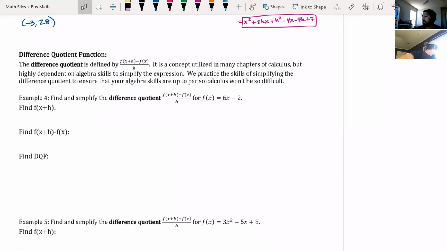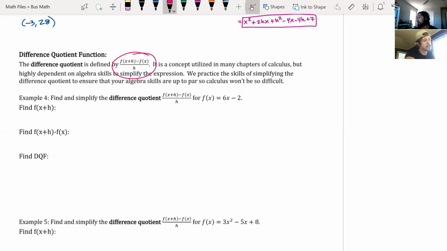Okay. So like I said, this leads into something bigger. So now we come across the difference quotient function, which is given by the formula f of x plus h minus f of x over h. The difference quotient function is used in calculus, so you will see this again in business calculus. All it means is that you are finding something called a derivative. But we don't have to worry about that in this class.